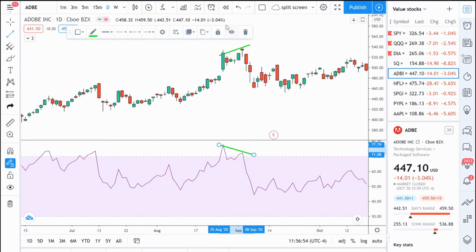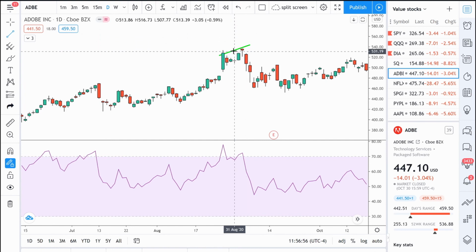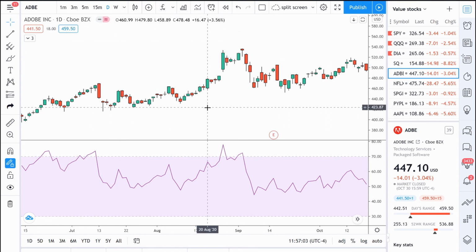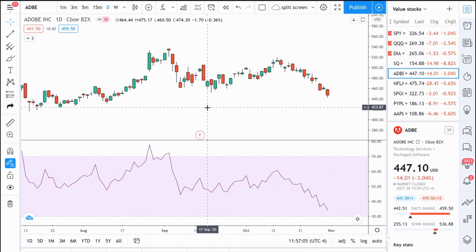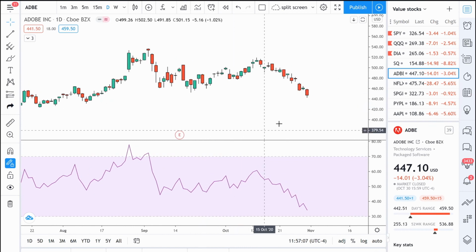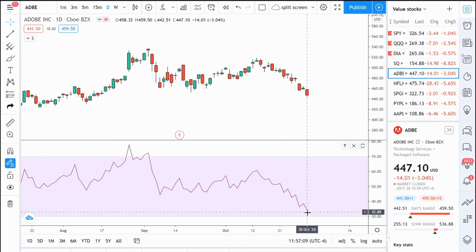Now again, it's not perfect, right? It's not always going to be perfect. Sometimes it just won't work because no indicator is perfect, but it is a great tool to use if you're figuring, should I buy the stock right now or should I wait it out? Adobe is coming very close to a buy for me because it's coming down to this 30.